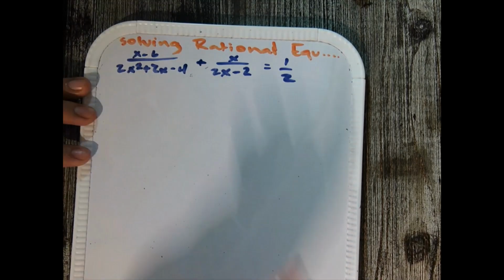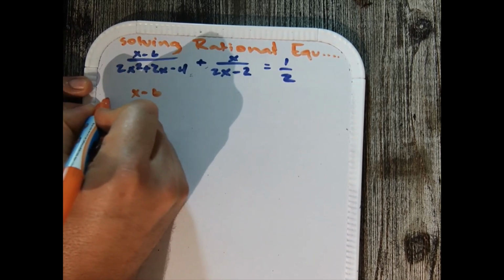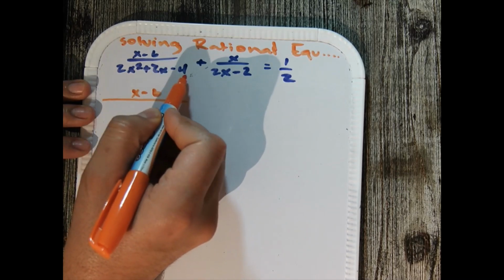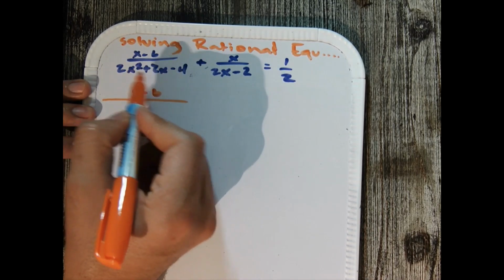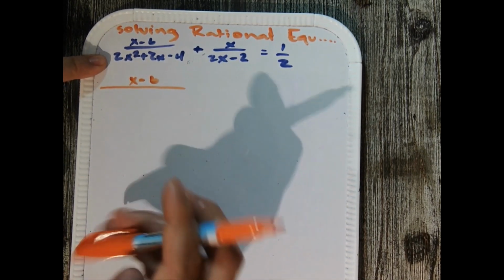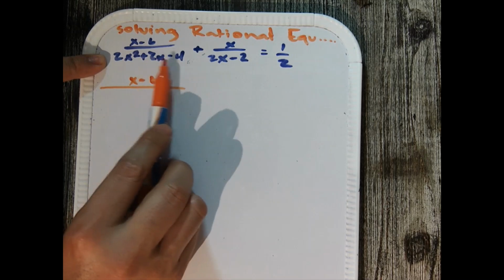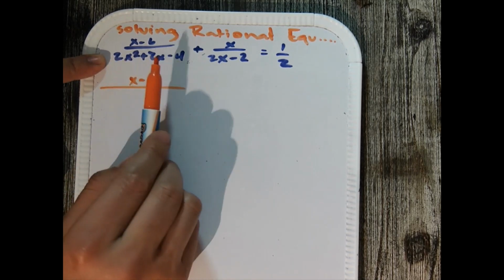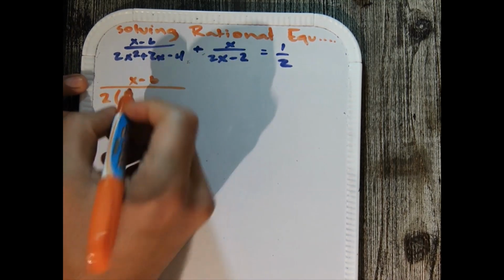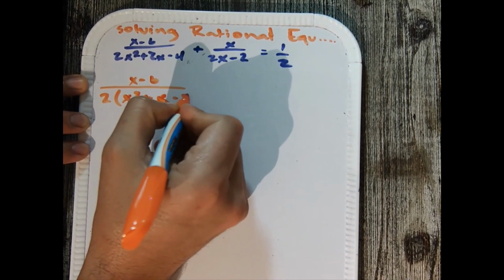So for the first fraction, the x minus 6 over 2x squared plus 2x minus 4, we know that when we have a quadratic equation, what we have to do is the x method. But even before I jump into the x method, to make it a little bit easier, I have 2, 2, and negative 4. What I can factor out from these three terms is a positive 2. So I'm going to factor out a 2. Now what I'm going to have here is x squared plus x minus 2.